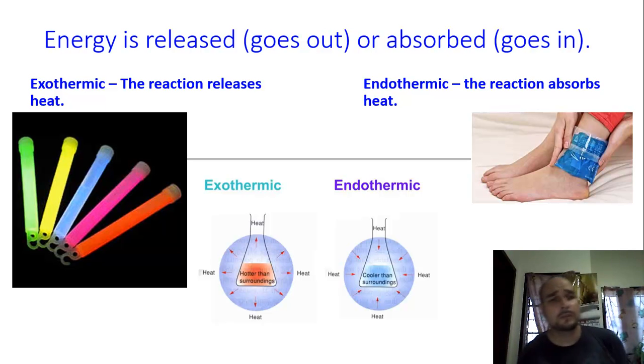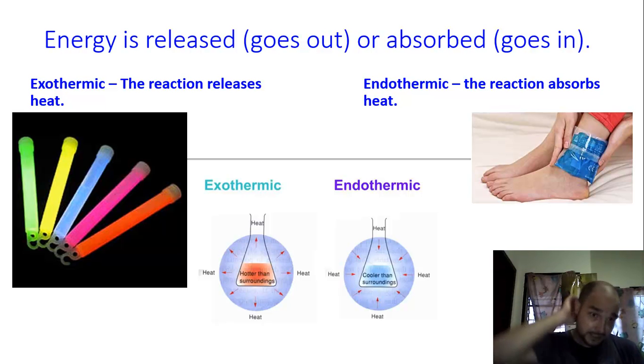Okay. In a chemical reaction, energy is released or it is absorbed. Now I put in parentheses what those two words mean if you don't know already. An exothermic reaction is a reaction that releases heat. So you see the two glow sticks, and if you crack them, there's 2 liquids inside. They will mix. A chemical reaction will happen. They'll give off heat and light as energy, and that is called an exothermic reaction.